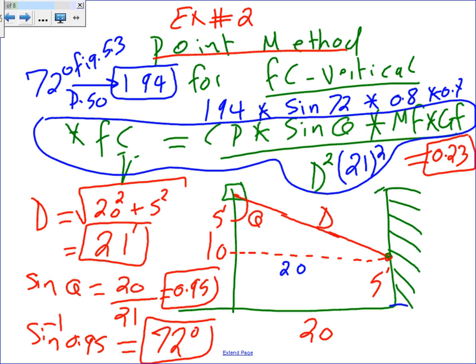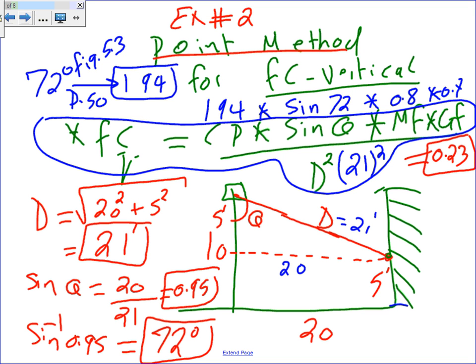D and Q. So to find D, guys, you square each side, add it to the square of the other side, and take the square root of it, right? Pythagorean theorem. 20 squared plus 5 squared, take the square root of it, 21. So D is 21. So I know that D is 21 feet, so I can plug it into the formula.